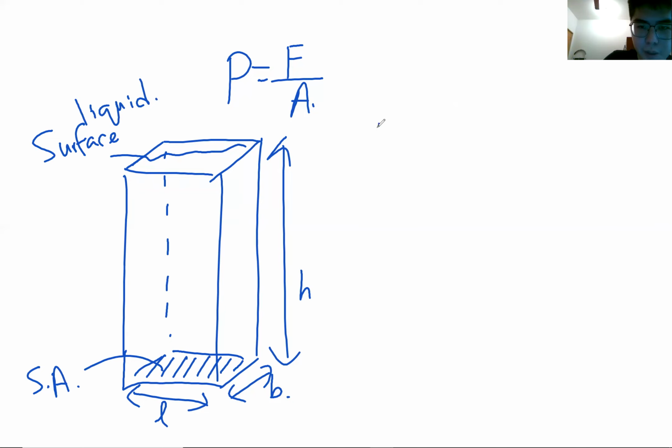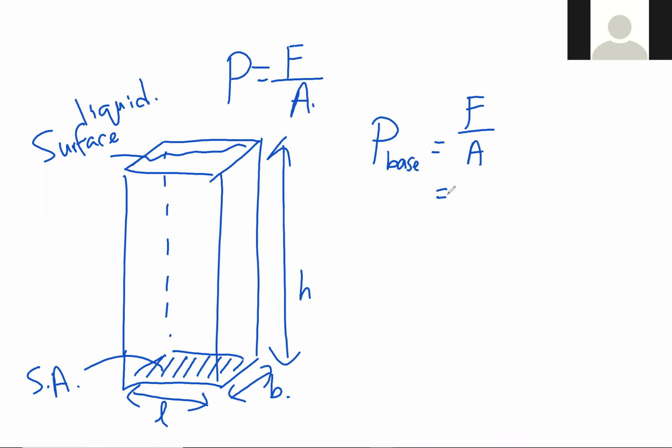So from the formula, if you want to calculate the pressure acting at the base, I write P base equals F over A. Now F, the force of the liquid, meaning the weight of the entire liquid in the container. What is that? You learned that F equals mg, right? So F equals mg over A, where m is the mass of the water.